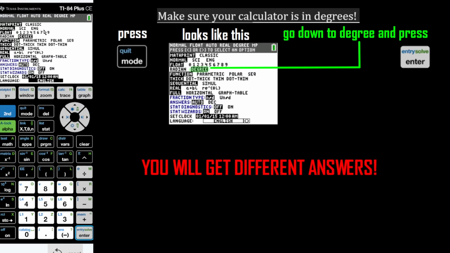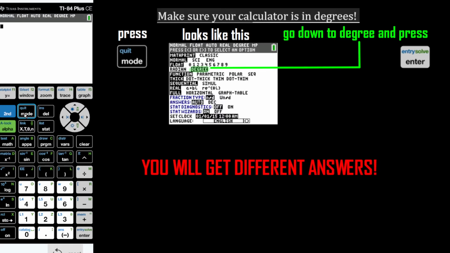Also, you'll notice at the top it shows the mode that you are in, so make sure you can see it there. And then to get out of this, you just hit second mode again to quit out. Make sure that you're using that carefully. Again, you will get different answers, and some of those answers will be wrong if you don't have them in degrees.